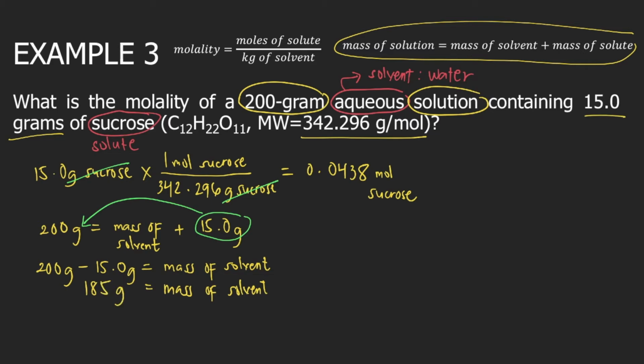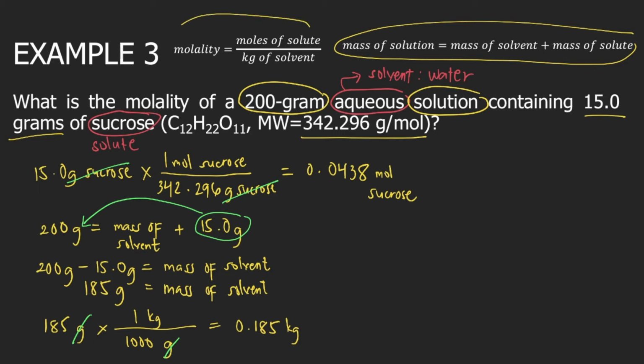However, the required unit for solvent is kilograms. So we need to convert 185 grams to kilograms. We are familiar with the conversion that 1 kilogram is equivalent to 1,000 grams. So grams will cancel, and this is equal to 0.185 kilograms.